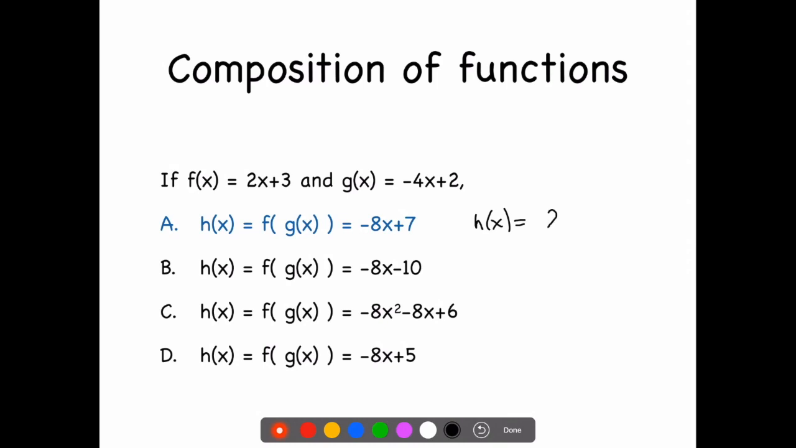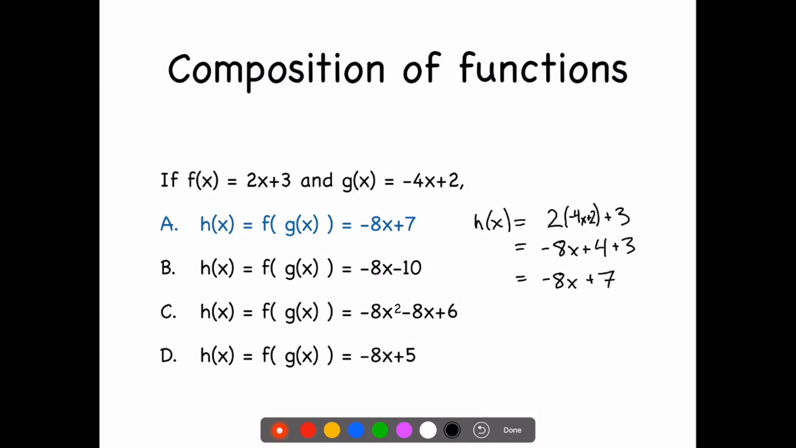and now I take the 2 plus 3, and what do I put in the brackets here? I put g of x, which is precisely minus 4x plus 2. So I have to multiply things out here. I get minus 8x plus 4 plus 3, which is, as shown in the answer, minus 8x plus 7.